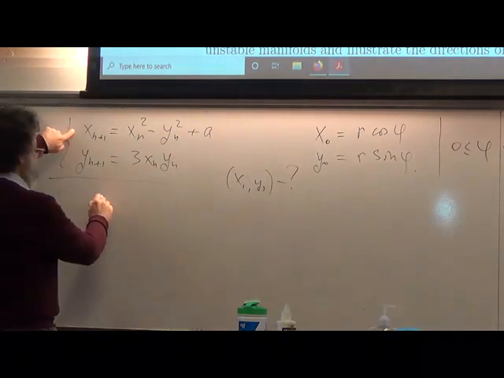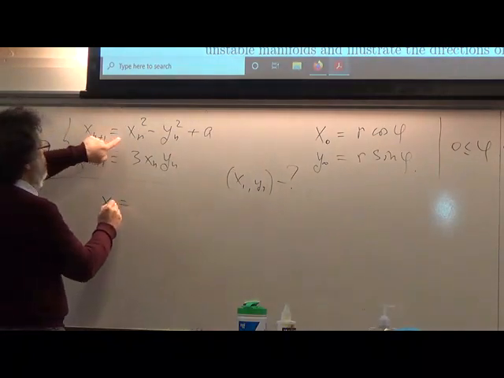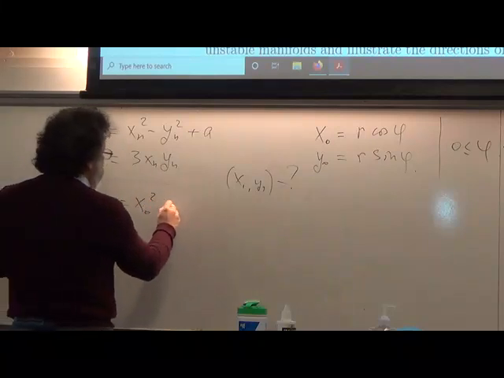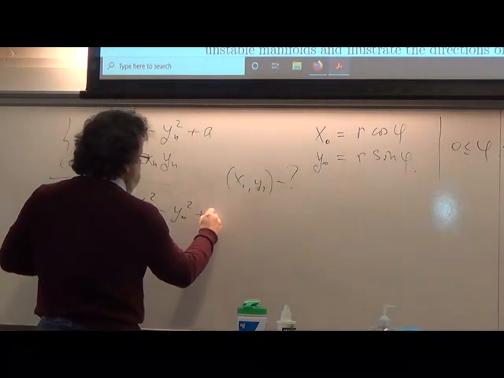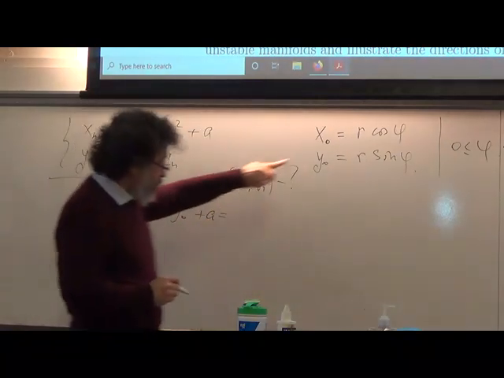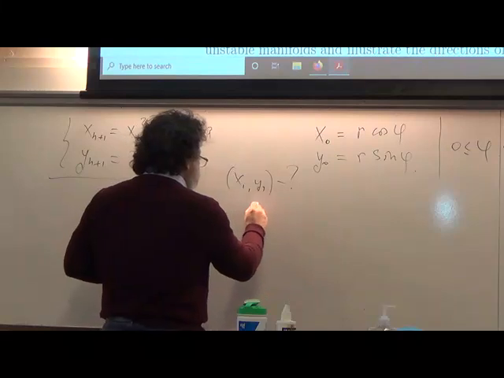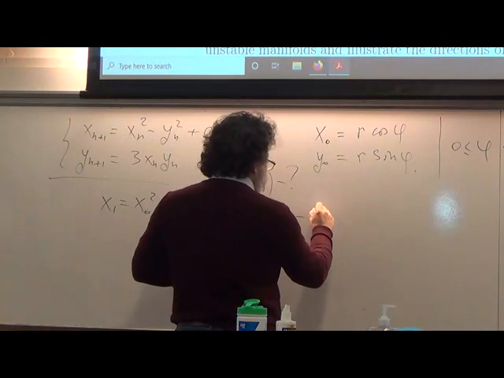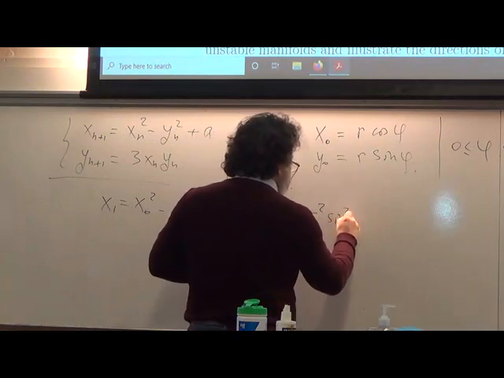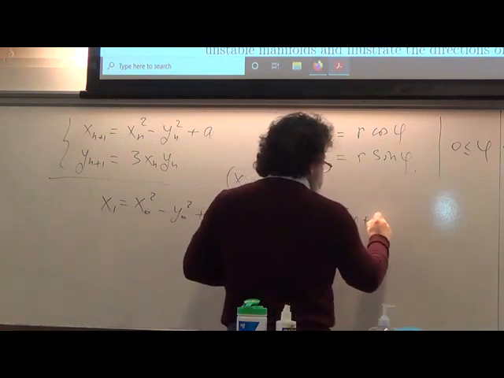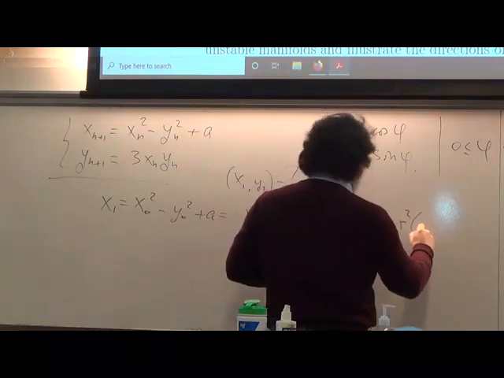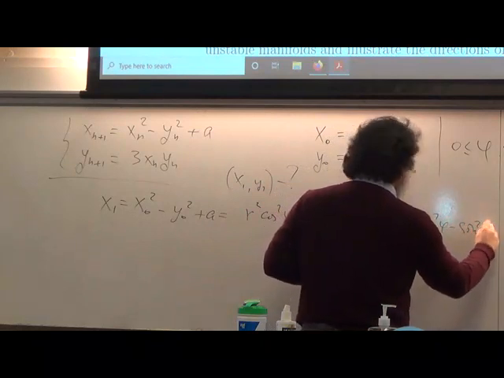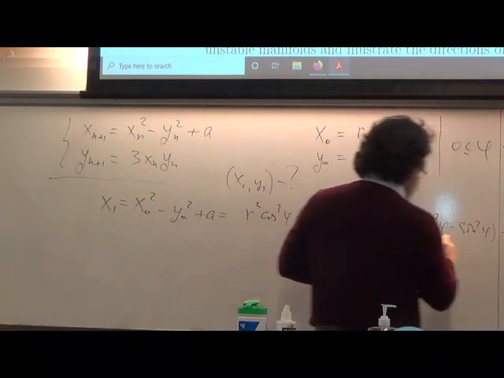x1 we can find using this formula. It will be x naught squared minus y naught squared plus b. x naught is r cosine phi, so it's r squared cosine squared phi minus r squared sine squared phi plus b. I can take r squared outside, so it will be cosine squared phi minus sine squared phi, plus b.